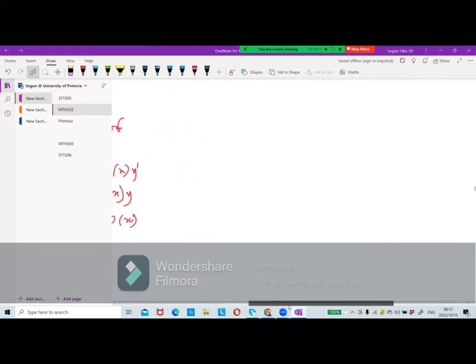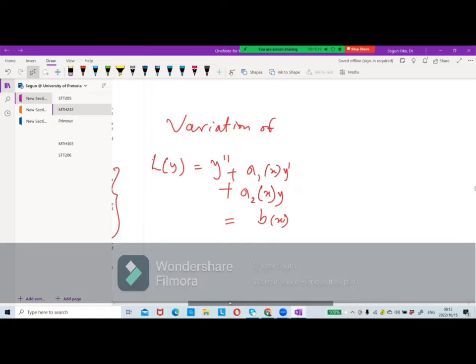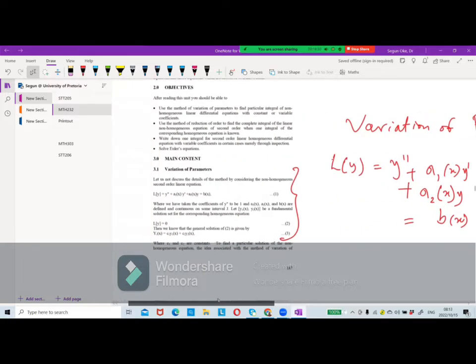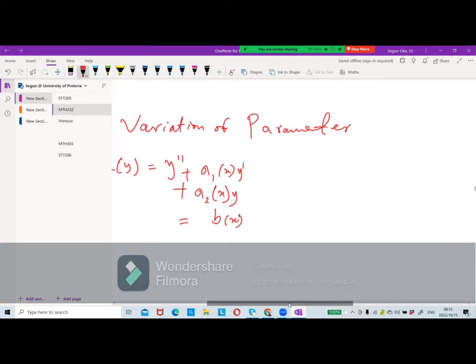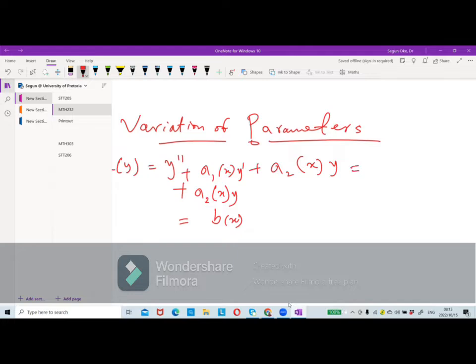This is the model you're supposed to follow when you are working on variation of parameters. In some questions, they will ask you to use variation of parameters to solve them. If you are doing paperwork, the lecturer can ask you to use variation of parameters to solve it. Are you getting it now? It simply means you need to follow a certain pattern of solving the problems. In this case, what we need to do is just follow what we have. Let's look at the steps.